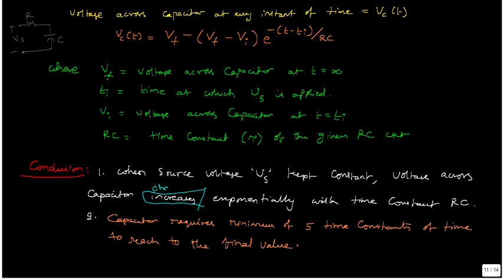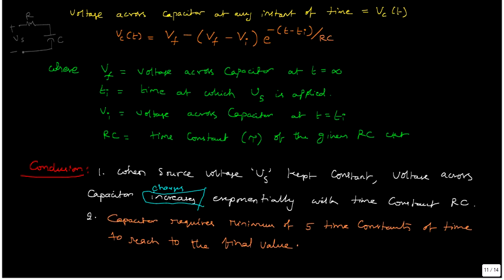Okay, a capacitor charges either increasing or decreasing. If you apply positive voltage, it looks like increasing. If you apply negative voltage, it looks like decreasing. But both are going to be charging only, charging exponentially towards that positive voltage or towards that negative voltage with a time constant.